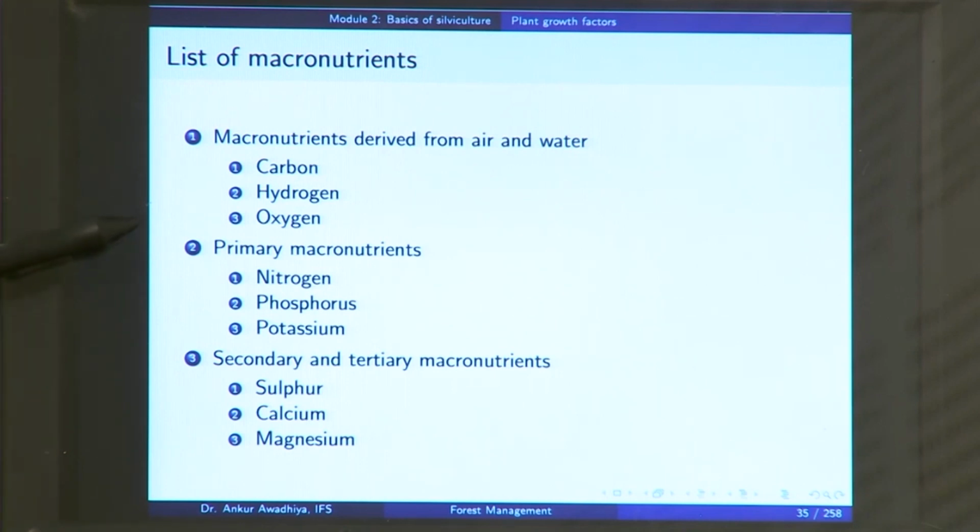So, these are the macronutrients that you are getting from air and water. Then you have primary macronutrients which are nitrogen, phosphorus and potassium, NPK. So, when we talk about fertilizers for either silvicultural uses or for agricultural uses, we are always looking for the ratio of N, P and K in those fertilizers, because these are the primary macronutrients. Then you have secondary and tertiary macronutrients such as sulfur, calcium and magnesium.